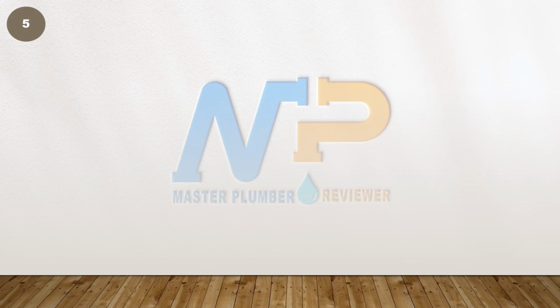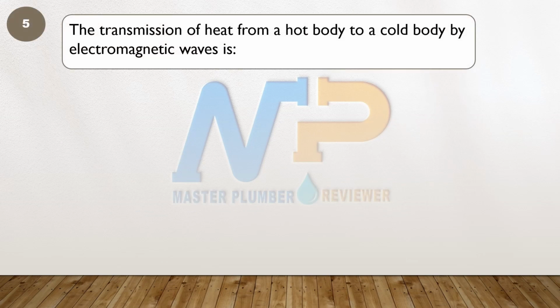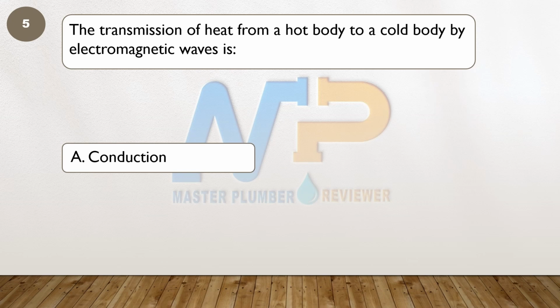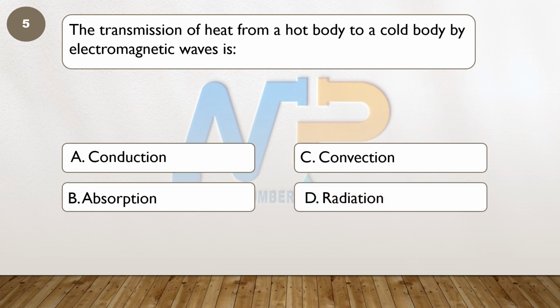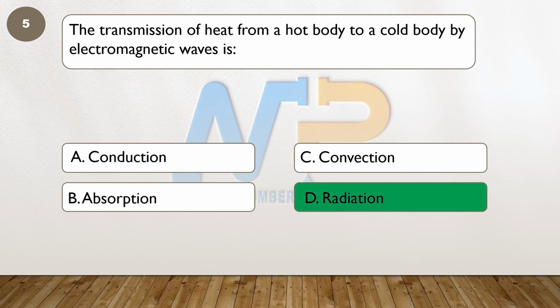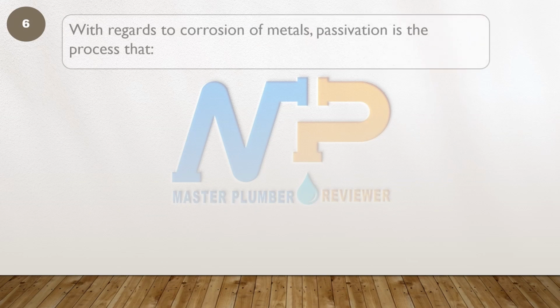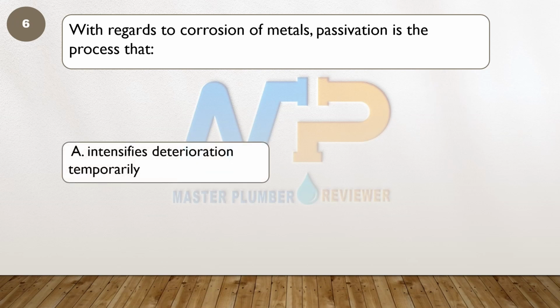Number 5. The transmission of heat from a hot body to a cold body by electromagnetic waves is A. Conduction, B. Absorption, C. Convection, D. Radiation. The answer: it's D. Radiation.